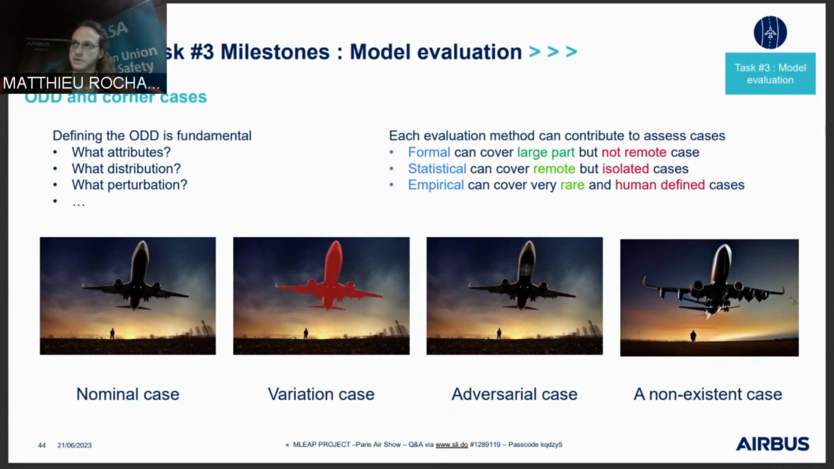Right. So when you have this ODD defined, you can then see that maybe formal methods can cover a large portion of the input space, but not remote parts of the input space, because you can enlarge on some parts of the use case but not very far away. However, statistical is really helpful to go very far and explore corners of your input space, whereas empirical can cover very, very rare and very specific human-defined cases you absolutely want to cover just to verify that it doesn't kill your system. So you can see that by combining, you might be able to cover a lot of ground of the concept of robustness.